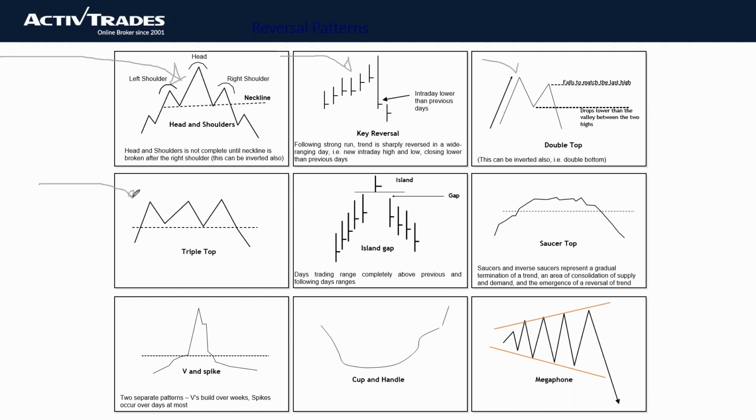I like triple tops and triple bottoms, but I don't see as many of them as lots of other people tend to. And whilst very possible, you can use things like cup and handles, V spikes, saucer tops, megaphones. Whilst they are valid, what I particularly prefer to see is, as I said, head and shoulders and inverse head and shoulders, key reversals, double tops and double bottoms, and some triple tops. And that's what we'll focus on today.